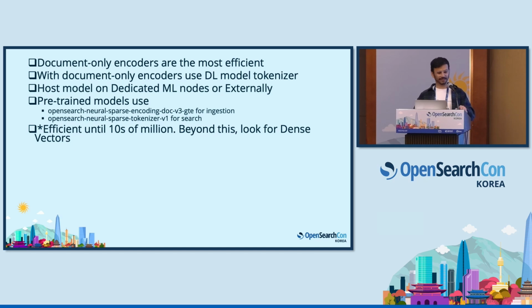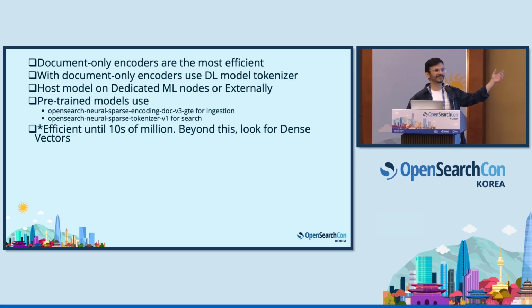But the way things are moving is fast. Last week when I was preparing this deck, 3.3 was released, and that is when I learned that we have ANN support for sparse vectors, which means we are now able to scale to 100 million sparse vectors. So this 10 million scaling is not a problem anymore if you're using the newer versions of OpenSearch.